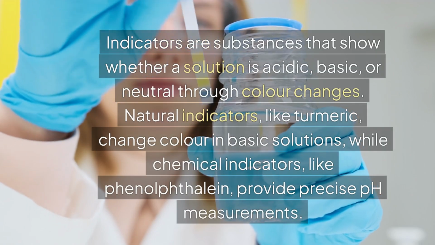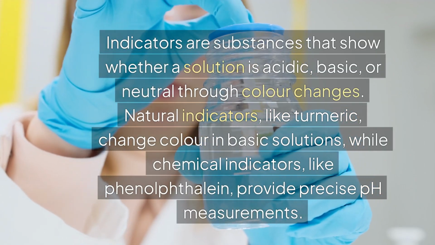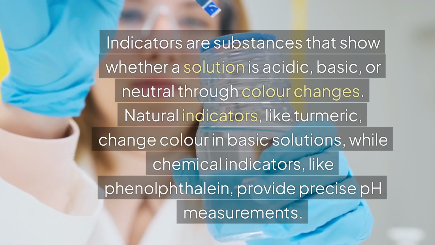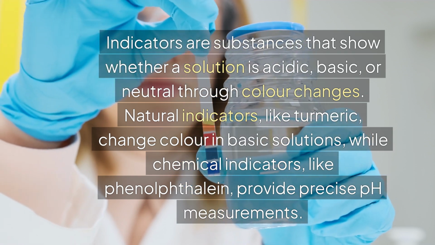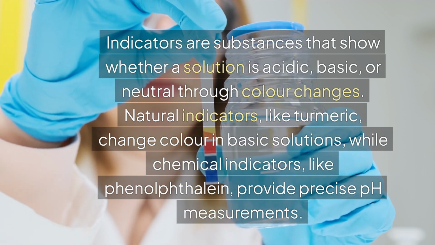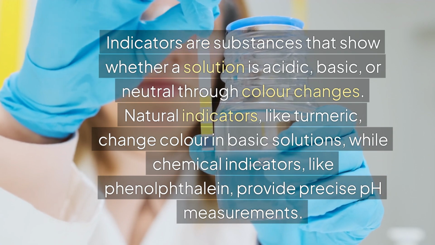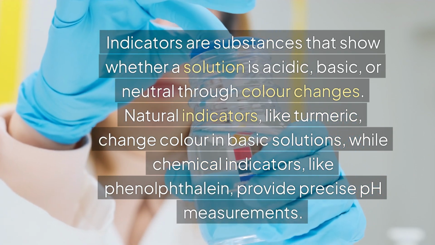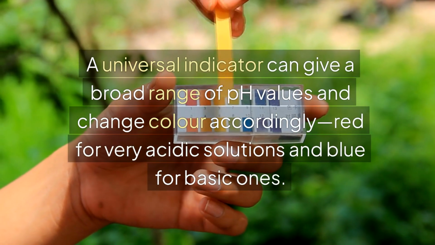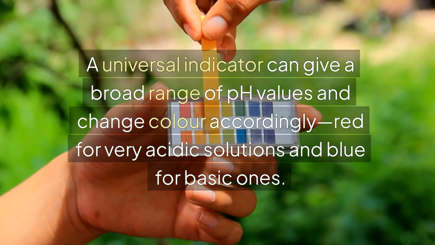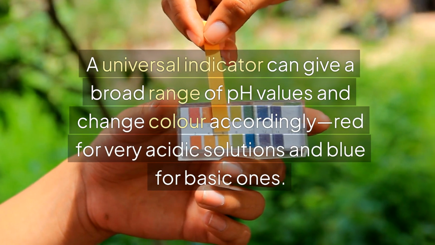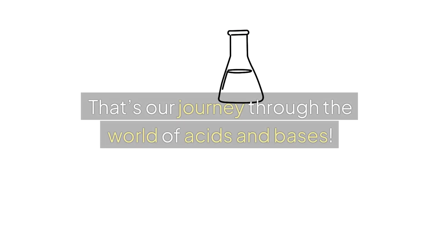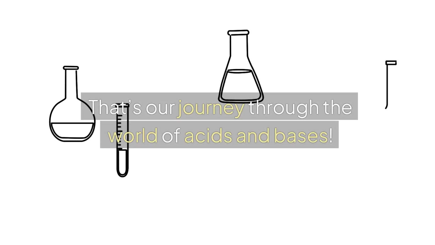Indicators are substances that show whether a solution is acidic, basic, or neutral through color changes. Natural indicators like turmeric change color in basic solutions, while chemical indicators like phenolphthalein provide precise pH measurements. A universal indicator can give a broad range of pH values and change color accordingly, red for very acidic solutions and blue for basic ones. That's our journey through the world of acids and bases.